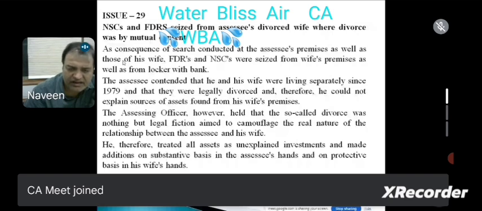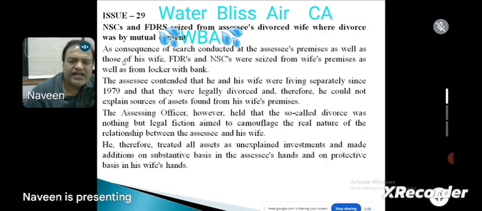The assessee contended before the income tax officer that he and his wife are living separately, since 1979, and are legally divorced. Therefore, he says, I cannot explain the source of assets found from my wife's premises. They found that FDR and NSC, etc. The husband is saying, I don't know, I'm living separately, I'm divorced since '79. Don't ask me what the source of the assets found from my wife's premises is.